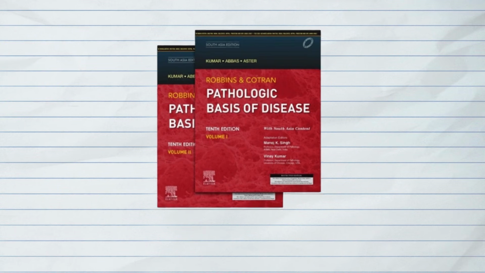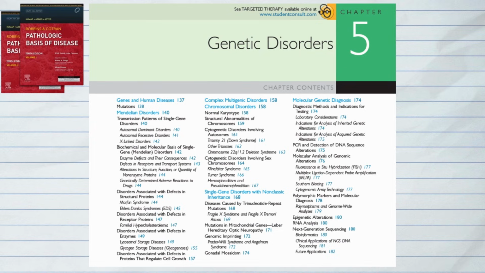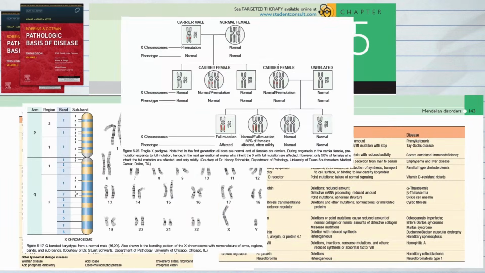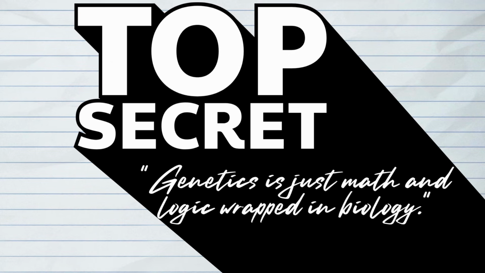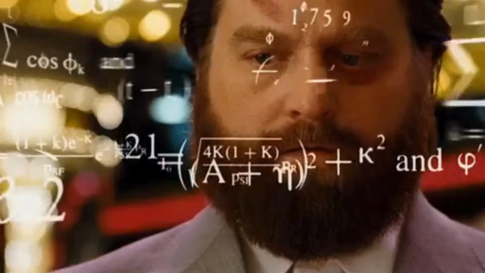Now when you open Robbins, this chapter looks terrifying. It's full of enzymes, mutations and complex diagrams. But here's the secret. Genetics is just math and logic wrapped in biology. Today we are going to crack the code.